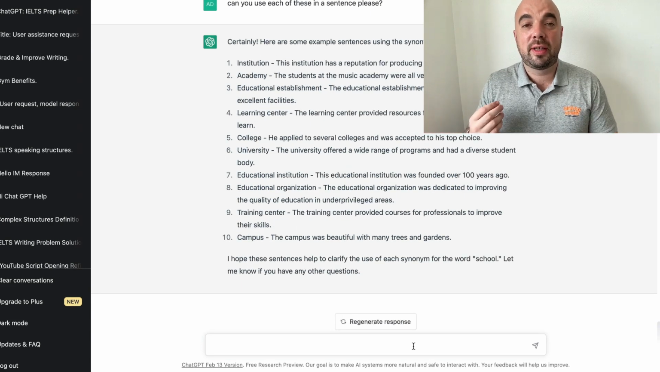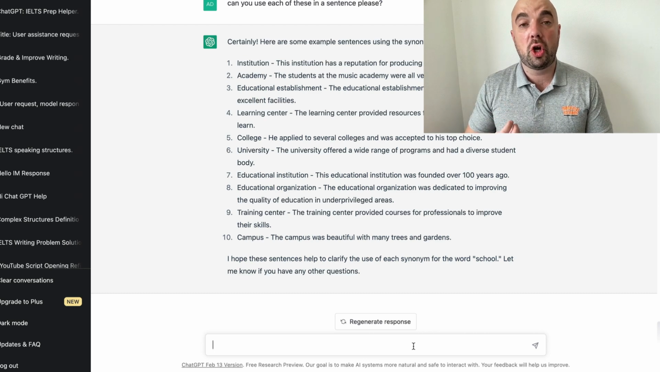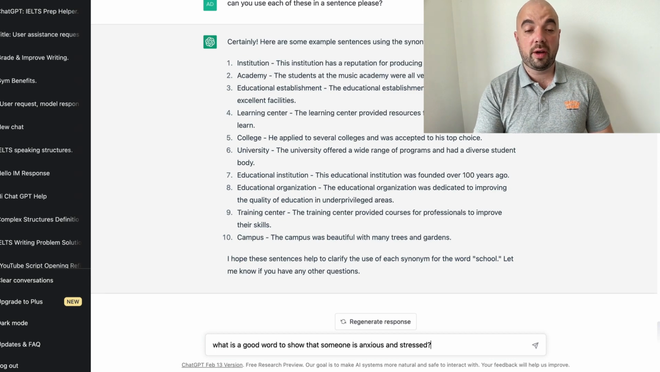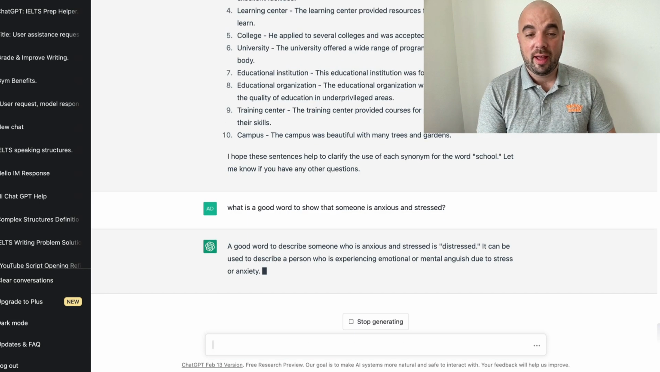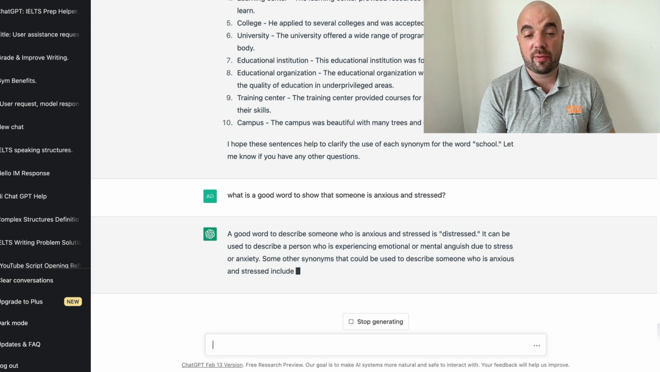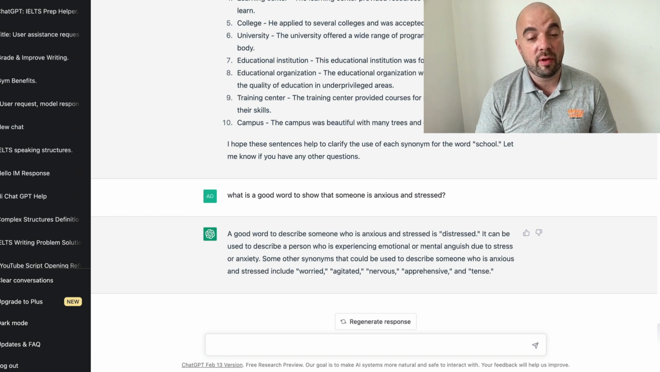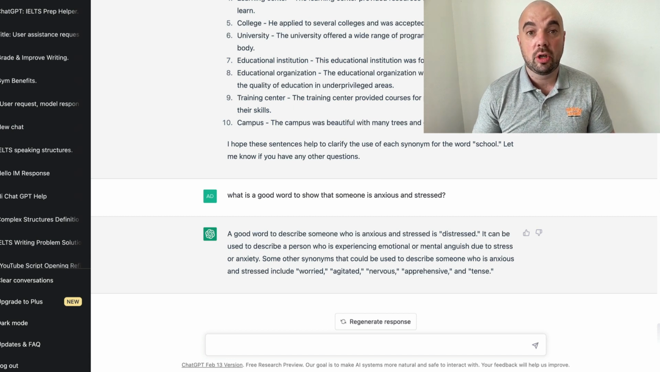You can ask for definitions for words that you don't know, or you could even ask what a good word would be to use in the essay. For example, what is a good word to show that someone is anxious and stressed? Can we use distressed? And it can be used to describe someone who is experiencing emotional or mental anguish due to stress or anxiety. And then it's even given us some synonyms: worried, agitated, nervous, apprehensive, and tense.